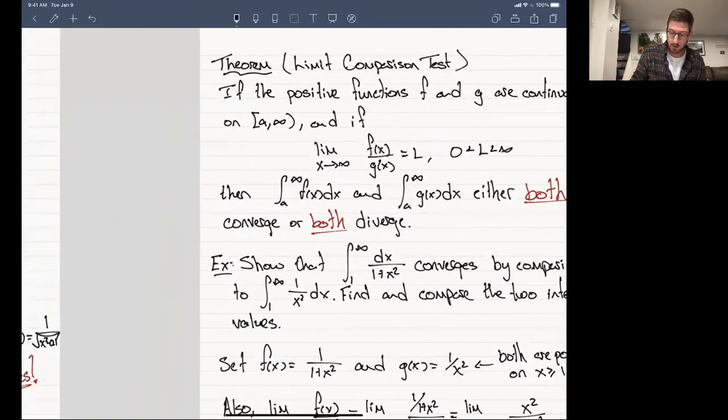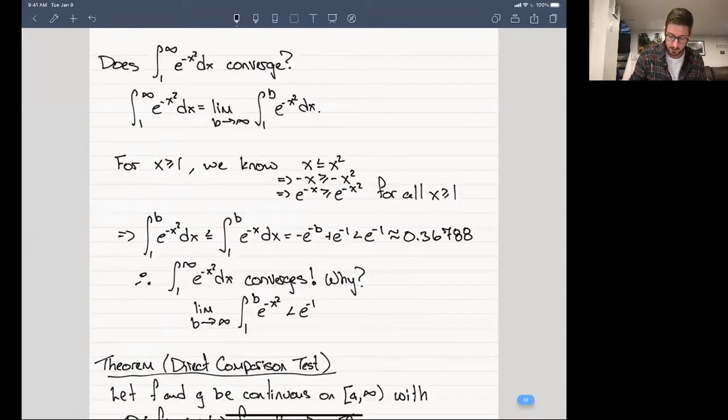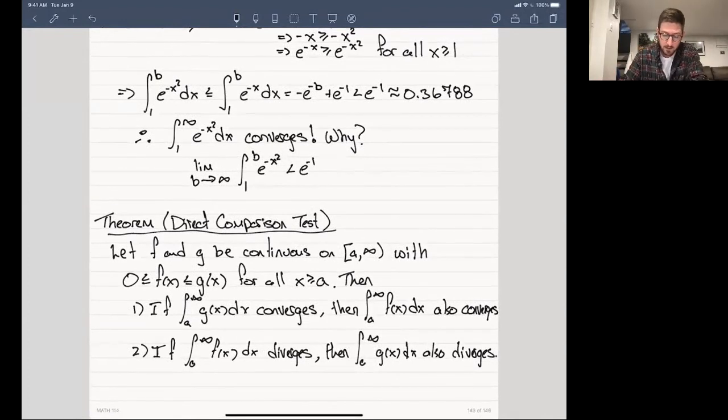If you think about the first theorem that I gave, the direct comparison test, this one is much better because it gives you a bound on what the value of your integral of f of x will be. If you know g of x converges and you can compute it exactly, it tells you the integral of f of x is between 0 and whatever the integral of g of x is.